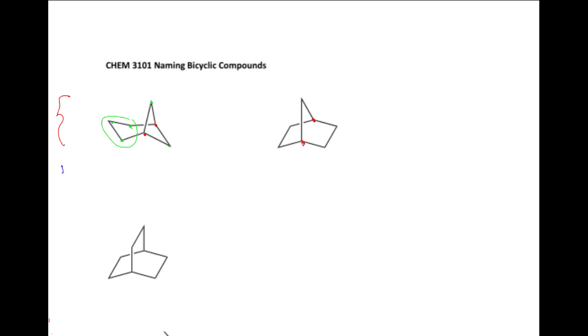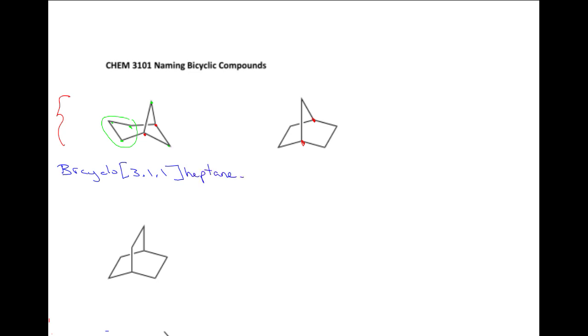So first I'm going to call this compound bicyclo. And then I'm going to open a square bracket like this, and I'm going to put the numbers of each one of those bridges going from largest to smallest. So I have 1 bridge that has 3 carbons, I put a period. I have another bridge with 1 carbon, and I also have another bridge with 1 carbon. So I close the bracket. So that's going to be bicyclo[3.1.1]heptane.